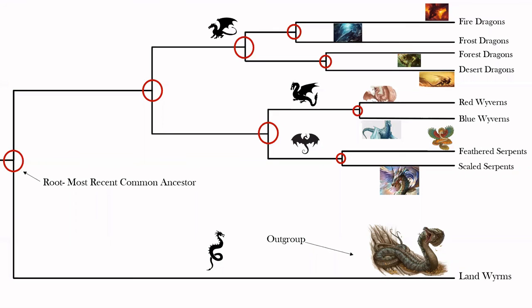Now the position of the bars and the relative distance between speciation events can give you an idea of how recent a speciation event had occurred.